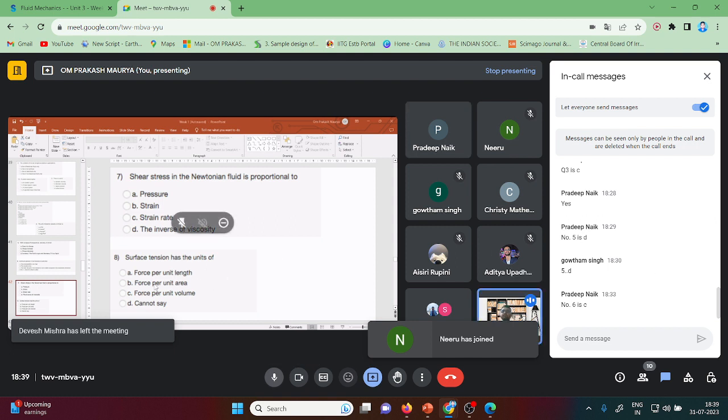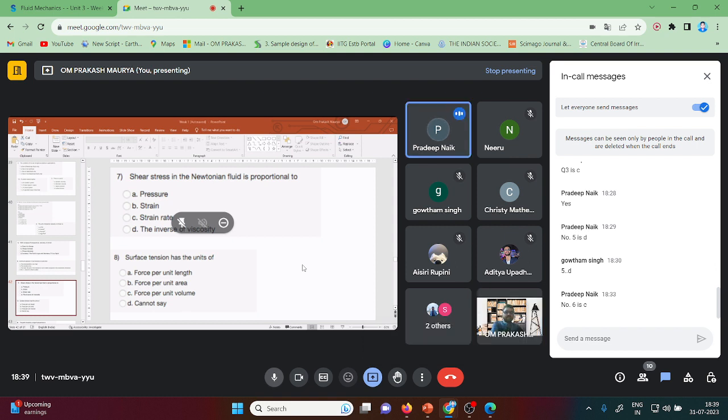Please solve questions number 7 and 8 and give the answer in the chat box. Question number 7 is: the shear stress in a Newtonian fluid is proportional to the pressure, strain rate, or the inverse of viscosity. And question number 8 is: surface tension has the unit of force per unit length, force per unit area, or force per unit volume.